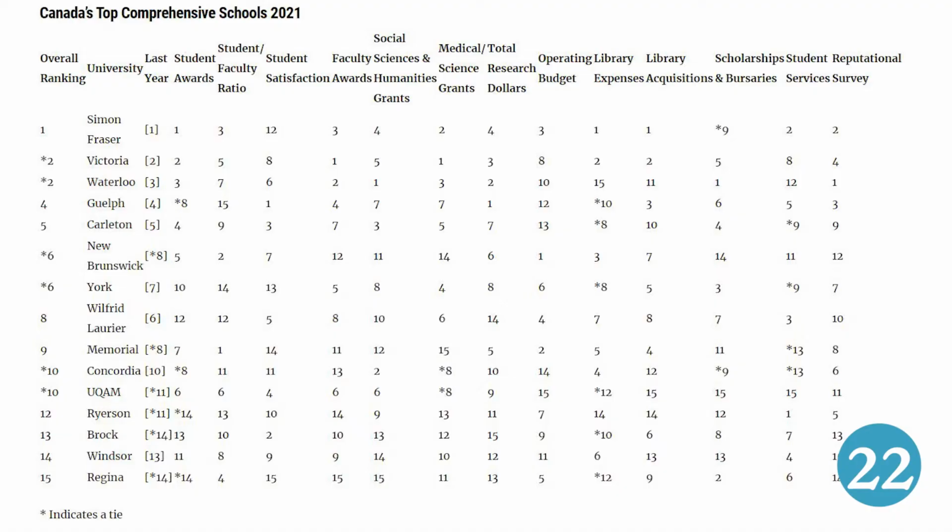Since there's no way to directly measure how good a university is, we have to use these proxy measurements in order to get a sense of how good a school is. For Maclean's top comprehensive schools of 2021, they used student-faculty ratio, student awards, student satisfaction, faculty awards, library expenses, among others, to determine the ranks of the universities.